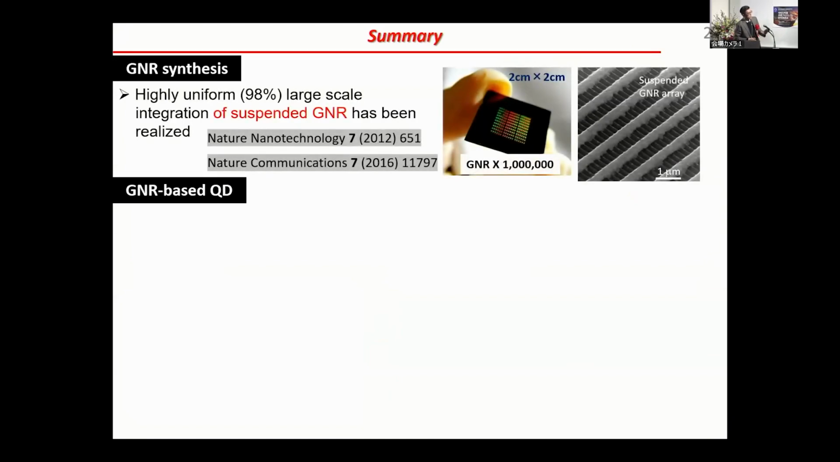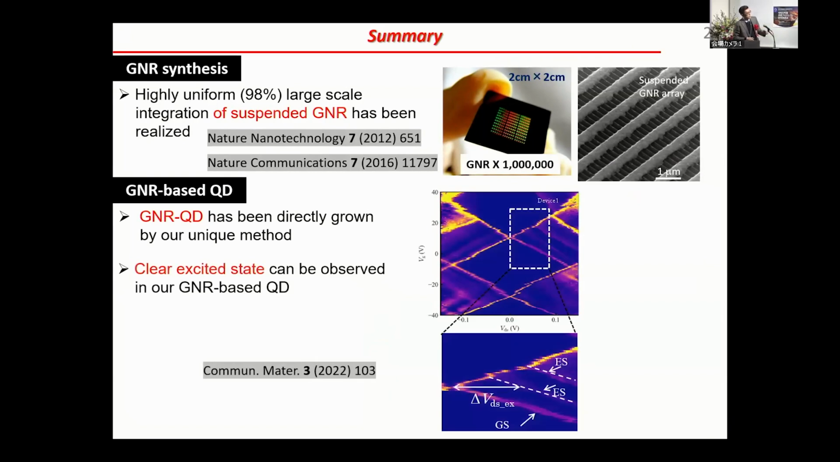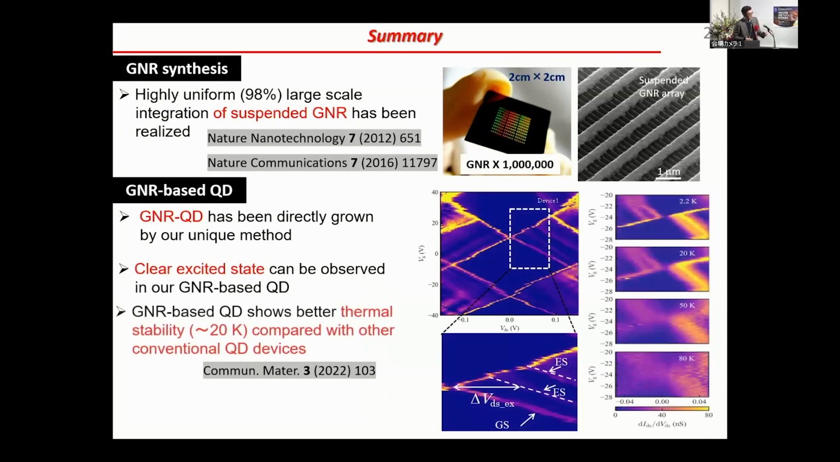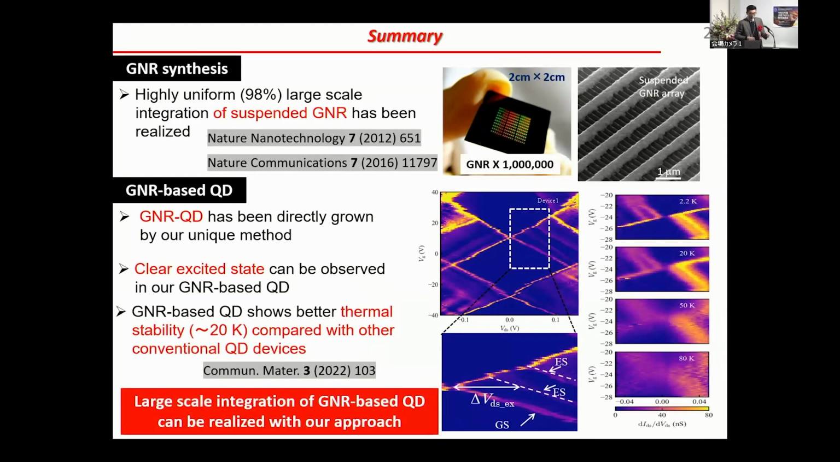Okay, so let me summarize my talk. For 1D graphene synthesis, we established a very unique method. It is very scalable. And by using this new technique, we fabricated a zero-dimensional graphene nanoribbon, the so-called quantum dot of graphene, and it shows a clear excited state and high temperature stability. So we think that our newly established method for the fabrication of graphene nanoribbon-based quantum dots is really scalable, and it can be applicable in a practical way in the future.